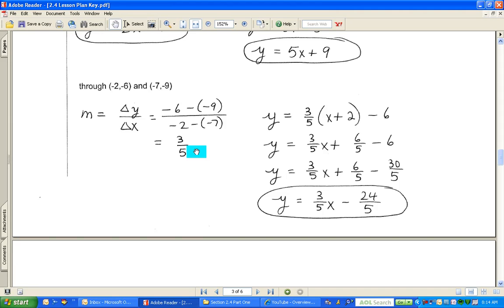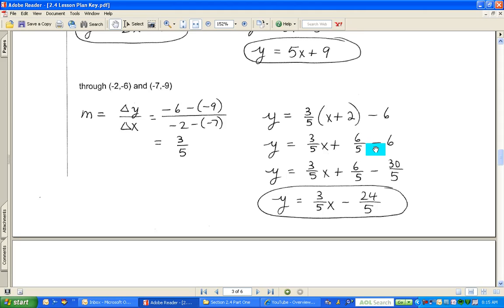Now what I do is I take one of the 2 points I was given. I'll take the first one, -2, -6. And I go to the point slope formula and I plug in. Y equals m, which is 3/5, times the quantity x minus x sub 1, but minus a -2 becomes a +2, and then plus y sub 1 at the end. Well, plus a negative becomes a minus. I need to convert this into slope-intercept form, so I distribute. 3/5 times x is 3/5 x. 3/5 times 2 is 6/5, and we have the -6 at the end.